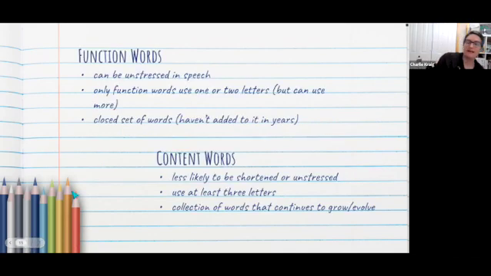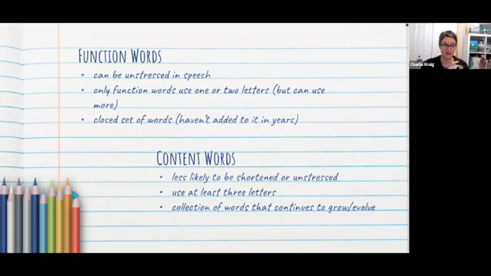Function words can be unstressed in speech, which is what I just talked about, how you kind of mumble through them or you don't say the whole thing. Function words usually use only one or two letters. They can use more, but they're usually the short words in a sentence. And it's a closed set of words. We're not constantly adding function words to a word bank. It has been the same collection of words for quite some time, and very rarely does it get added to.